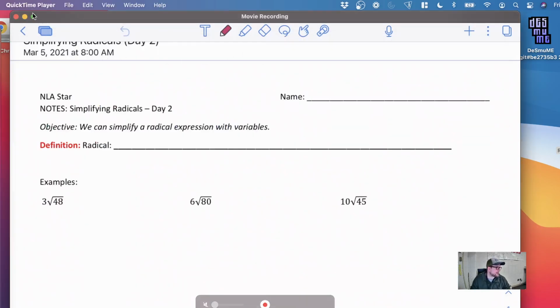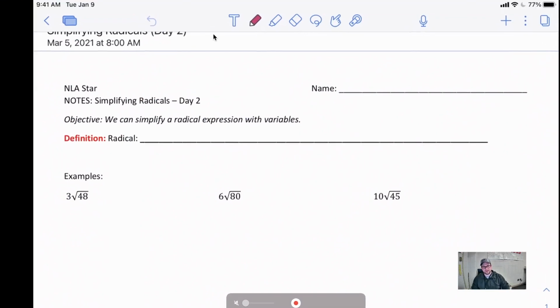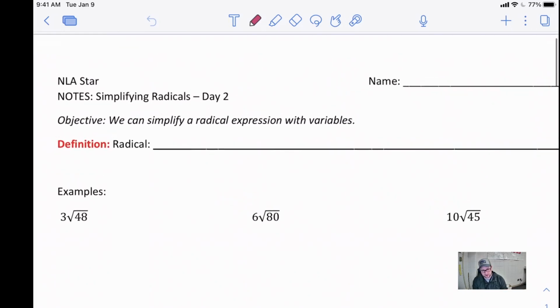Today we're going to be talking about our second day of simplifying radicals. So yesterday we got our first taste of it. Today we're going to expand on that a little bit. So remember, a radical is really just a number with a square root.